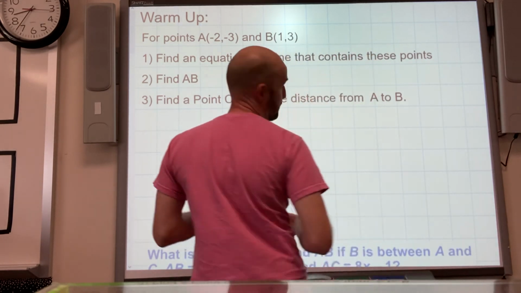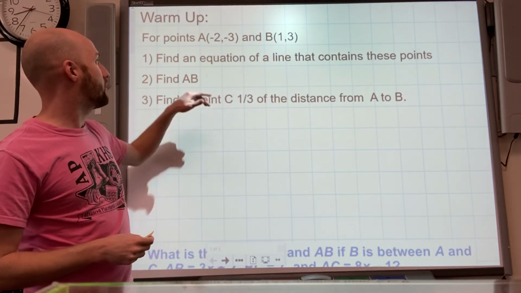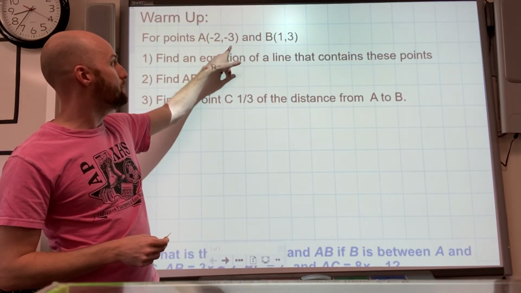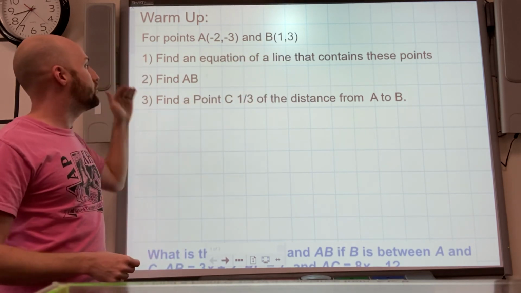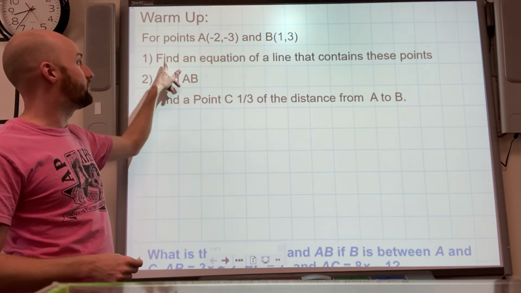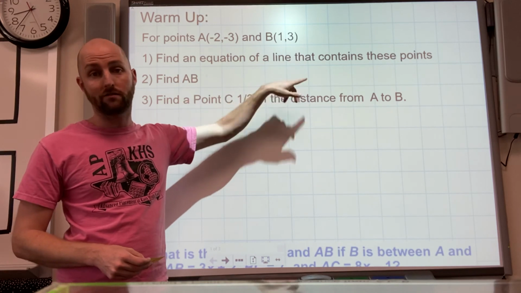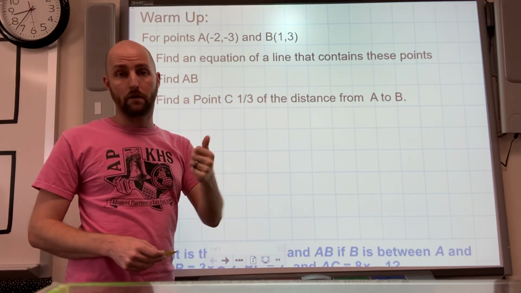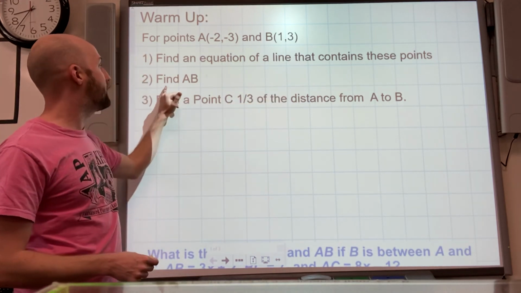So I'm gonna kind of step aside. It does say that the ordered pairs are (-2, -3) and (1, 3). And I'm asking you to do 3 totally different things. I want you to find the equation that contains those points. So that means finding the slope and calculating the y-intercept, and then find AB.